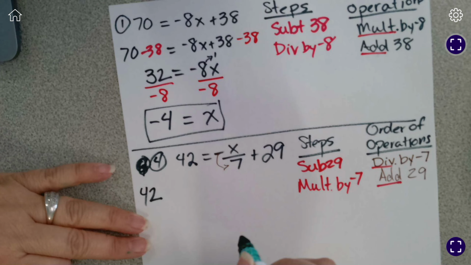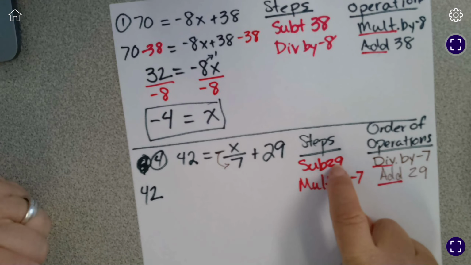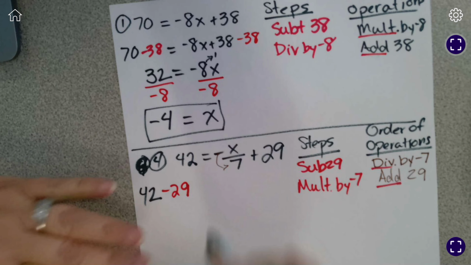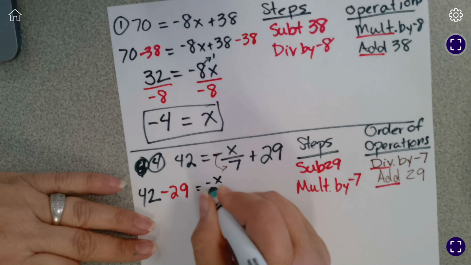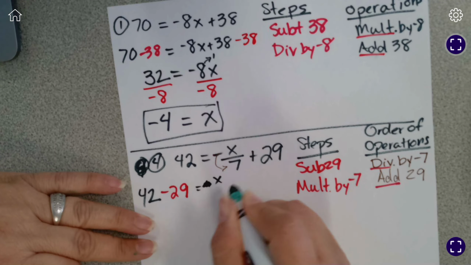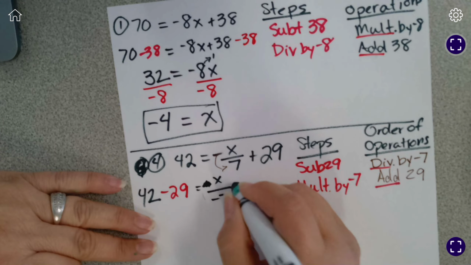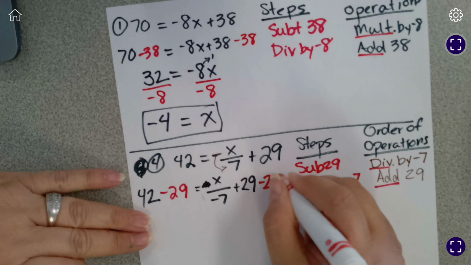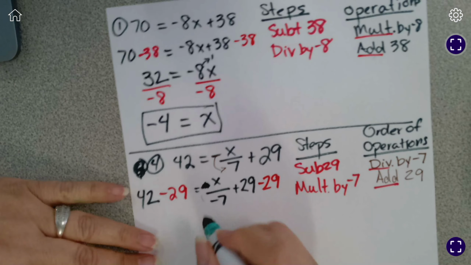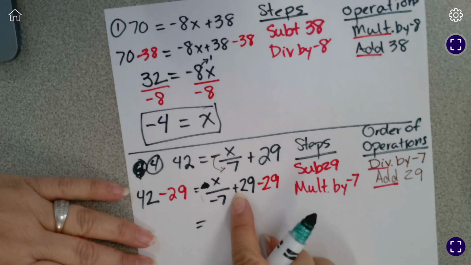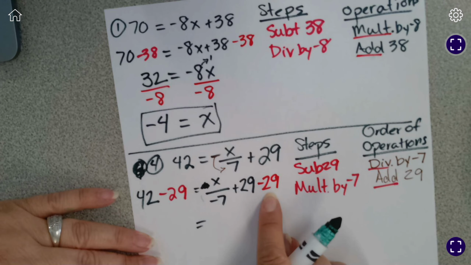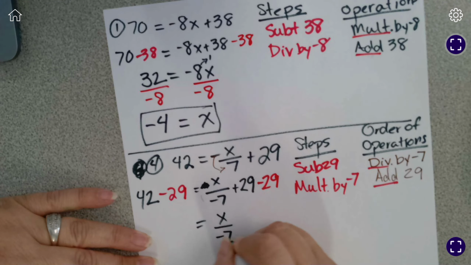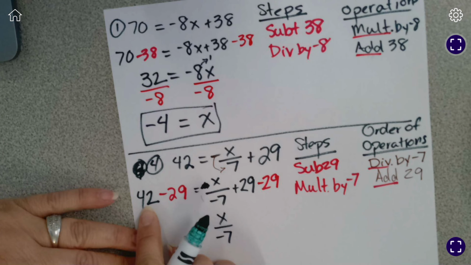42. I'm going to subtract 29, so I'm going to go ahead and write it down. Negative. Oh, I said I was going to move it down, right? Negative 7. We'll move it down. Plus 29. Subtract 29. Adding a 29 and then subtracting a 29 means they undo each other, so we're just left with dividing by negative 7.